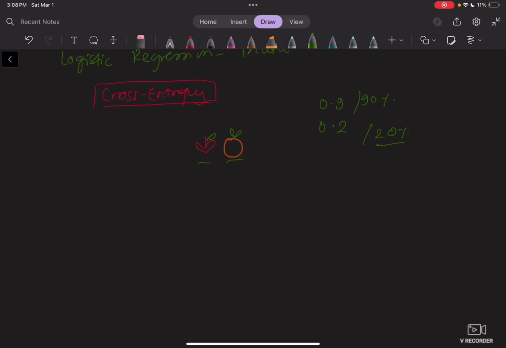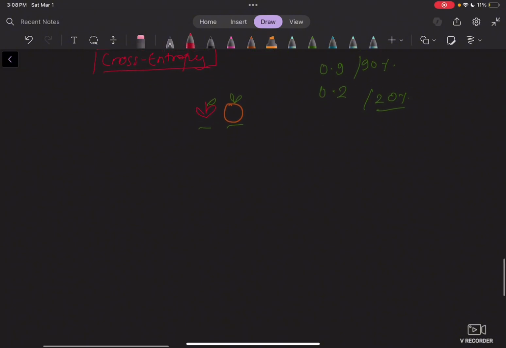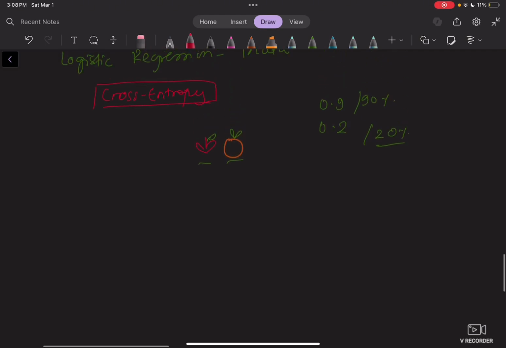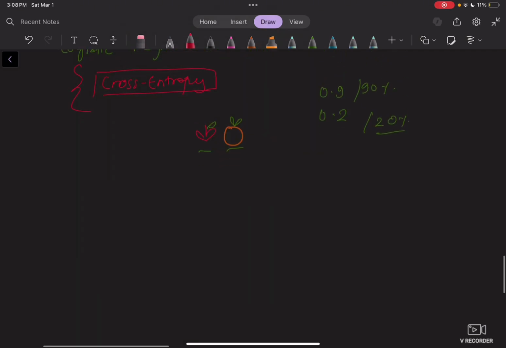But sometimes the robot makes mistakes. So we need a way to punish wrong predictions and reward good ones, okay? If it makes a bad prediction, we say bad robot. And if it makes a good prediction, we say, okay, good, you're doing good, keep on doing this. And this is what cross-entropy does, okay?